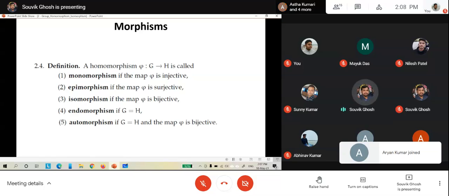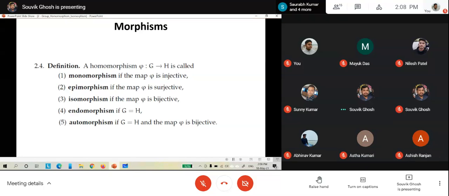And if we have one endomorphism which is a bijection, that is, a bijective function, then we say that this endomorphism is actually an automorphism.